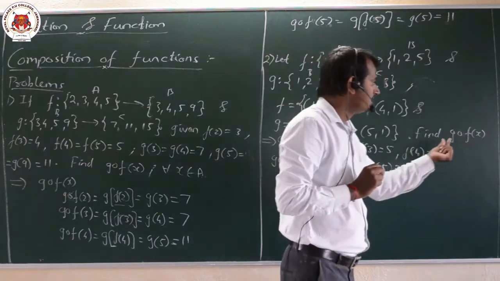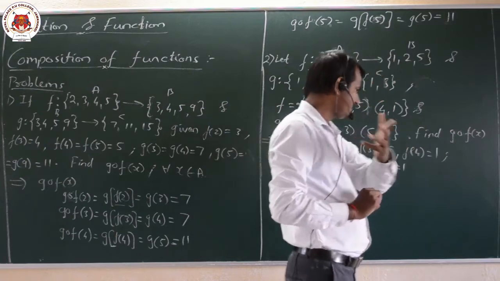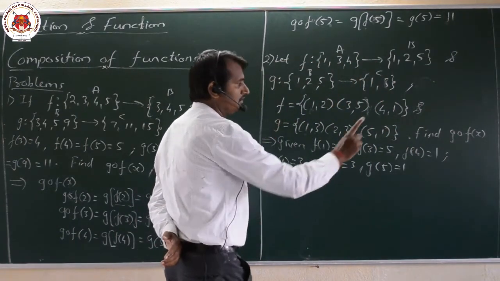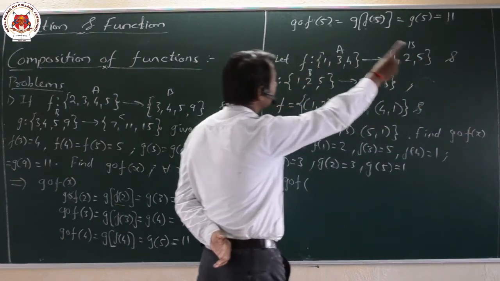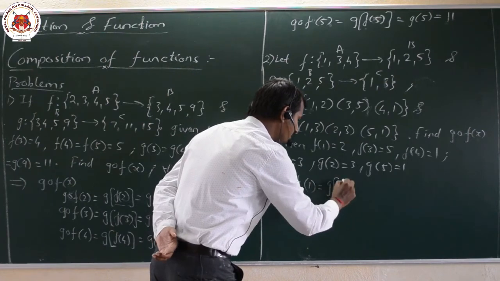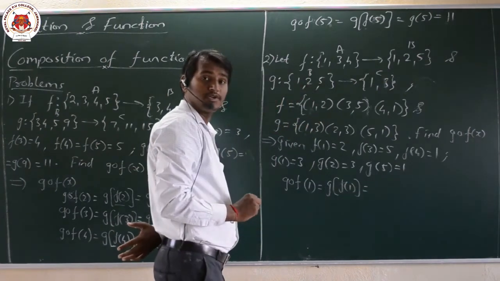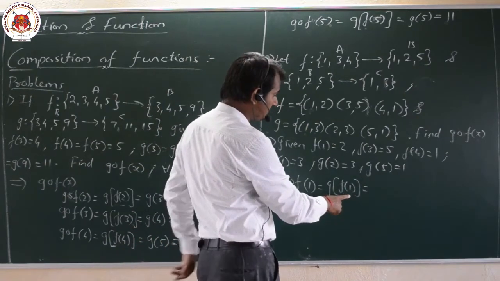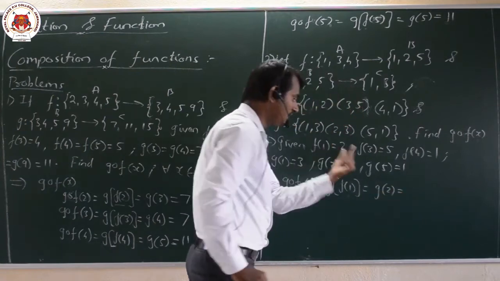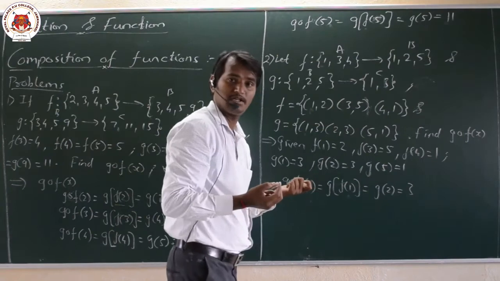What is the question here? g of f of x for all x belongs to the set A. Very simple question it is. Set A means here g of f of 1, which is equal to, now what is the value of f of 1? F of 1 value is 2, therefore g of 2. Now what is the value of g of 2? G of 2 value is 3. Very simple, the problem is over.